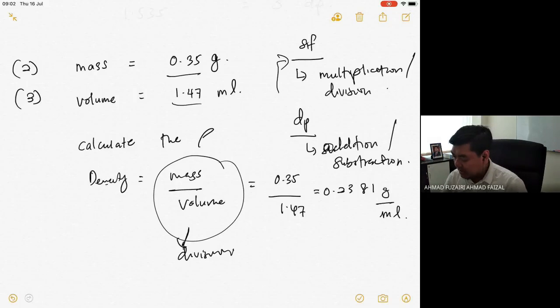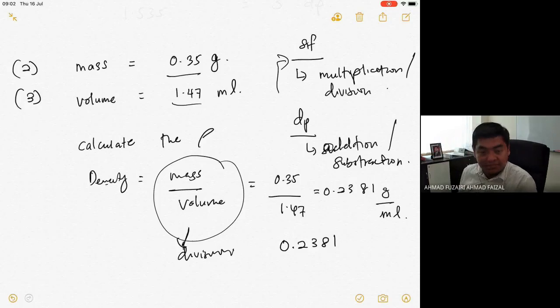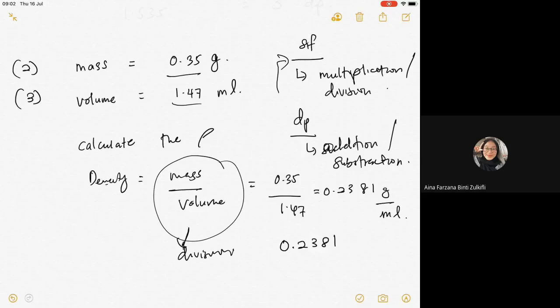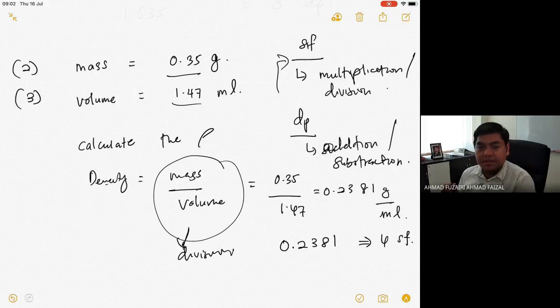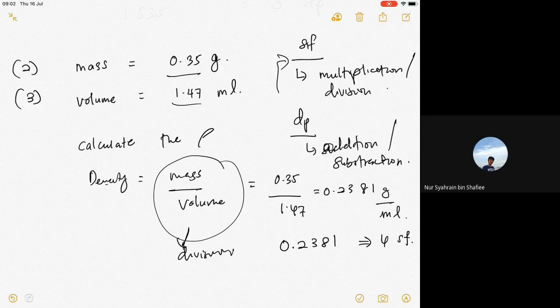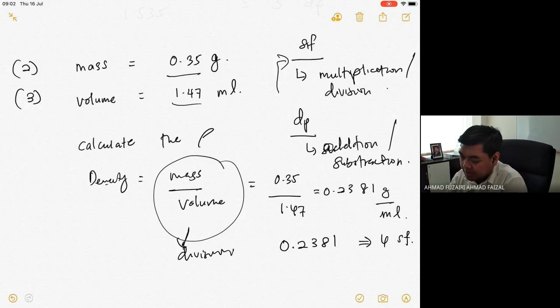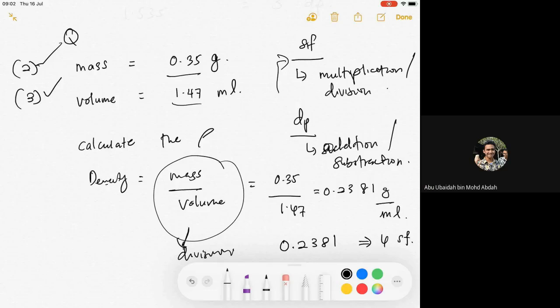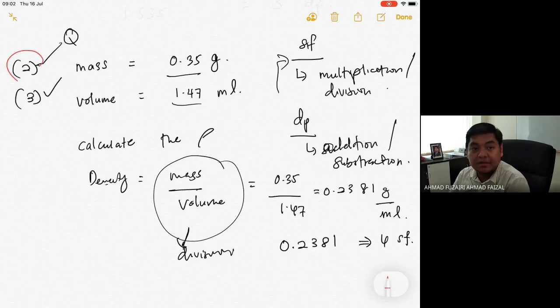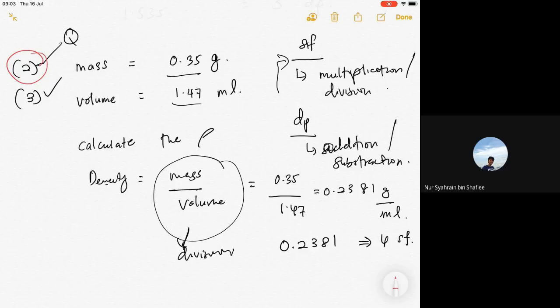So 0.2381, how many significant figures? 4. Yes, this is 4 significant figures. Jadi jawapan ni nak ikut yang mana? Yang atas. Correct. Kalau kita tengok dalam soalan, the question give you 2 and 3 significant figures. So the least one should be 2. 2 significant figures.